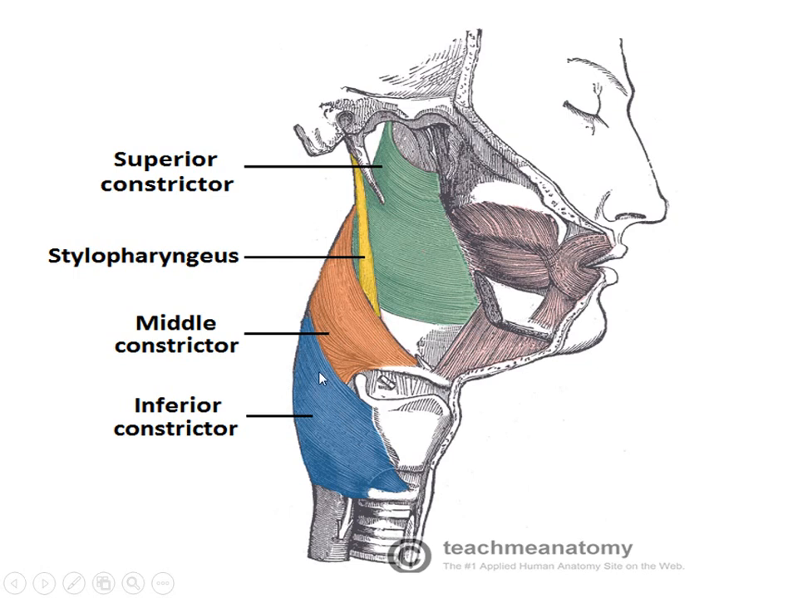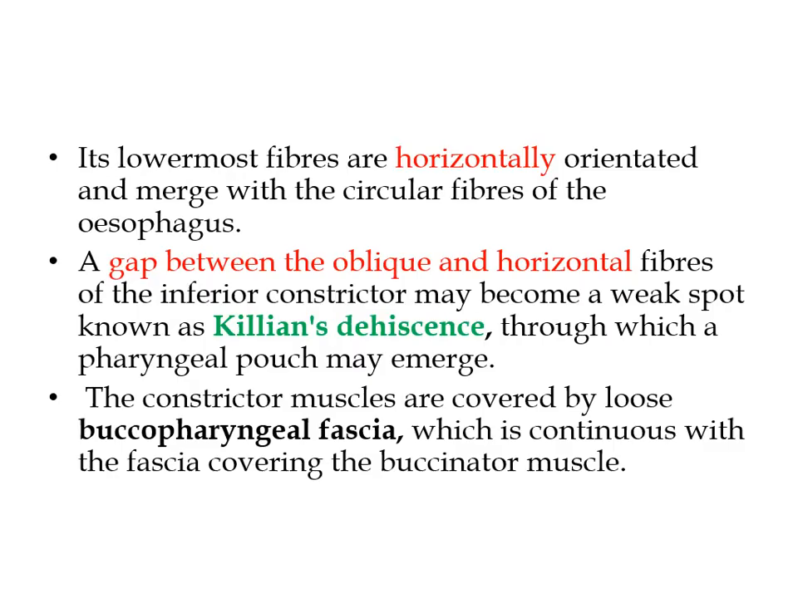The inferior constrictor has oblique and horizontal fibers, and the horizontal fibers become a weak spot, Killian's dehiscence, through which a pharyngeal pouch may emerge. The constrictor muscle is covered by the loose buccopharyngeal fascia, which is continuous with the fascia covering the buccinator muscle.